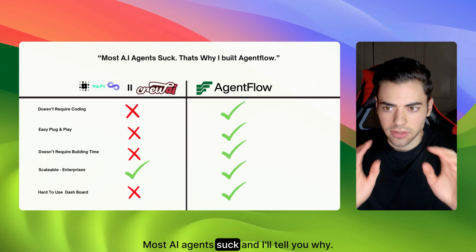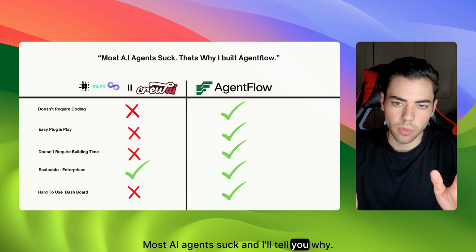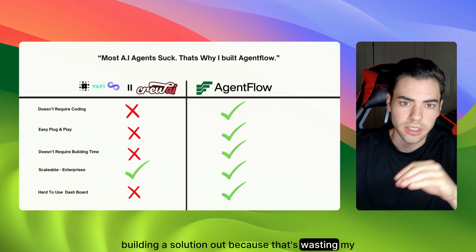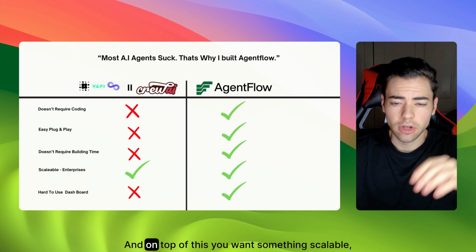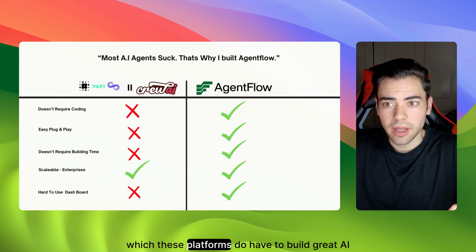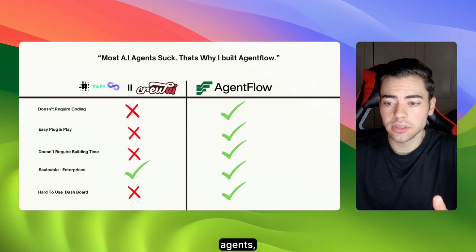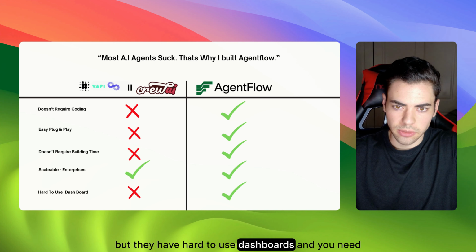Most AI agents suck, and I'll tell you why. Most of them claim they don't require coding, but they do. You see, with the platform that I've been using and I've built from my own experience, I don't want, as a business owner, to have to code something or a whole new solution. I want something ready, easy to plug and play. I don't want to have to spend a whole weekend building a solution out, because that's wasting my precious time as a business owner. And on top of this, you want something scalable, which these platforms do have to build great AI agents, but they have hard to use dashboards and you need some level of coding experience.